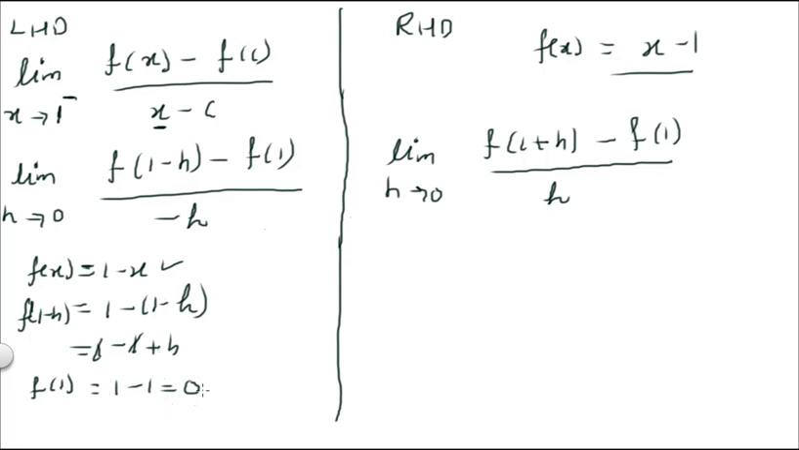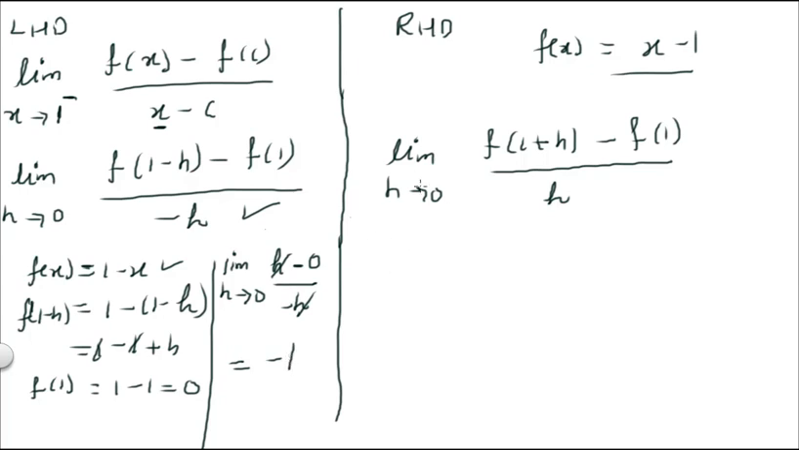So let us put these values in this formula. Let us write them here. You will write the limit h tending to 0. f of 1 minus h is coming as h only. h minus f of 1, which is 0, divided by minus h. So when you cancel them, you get the answer as minus 1 for LHD.